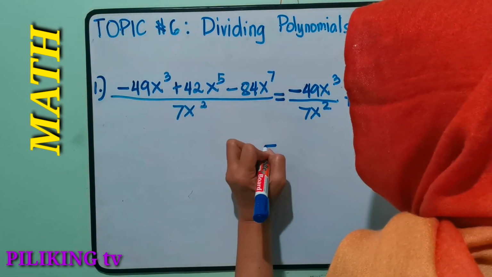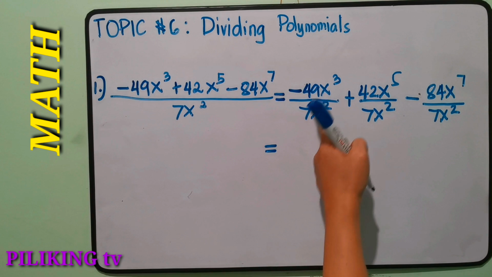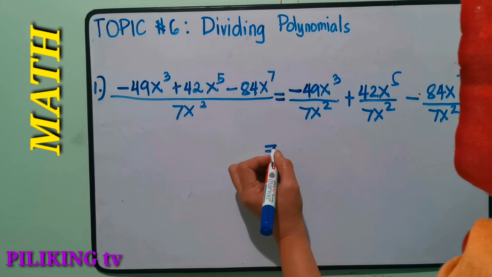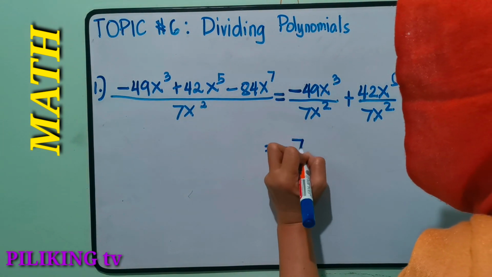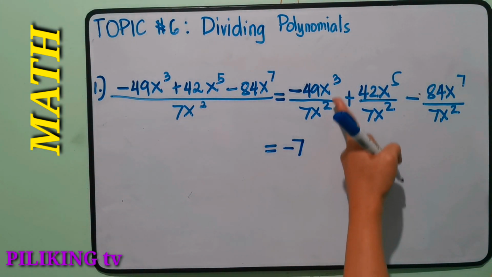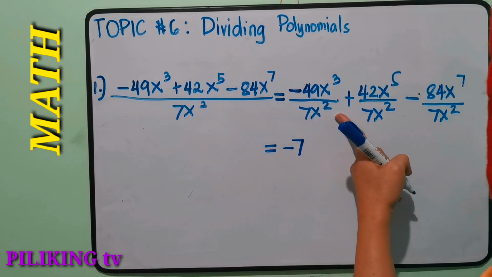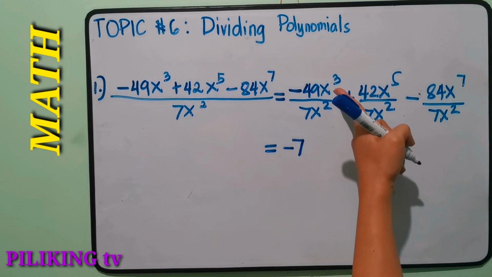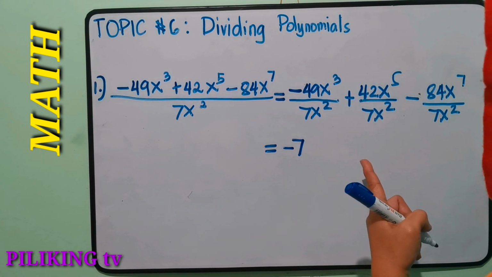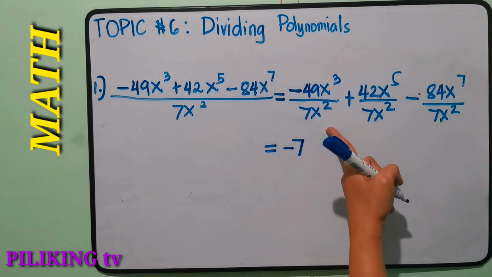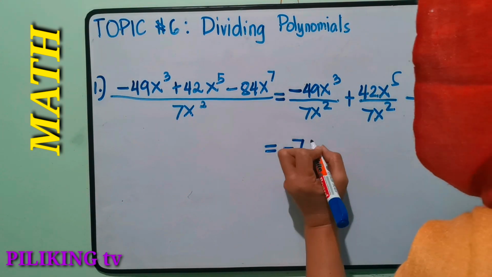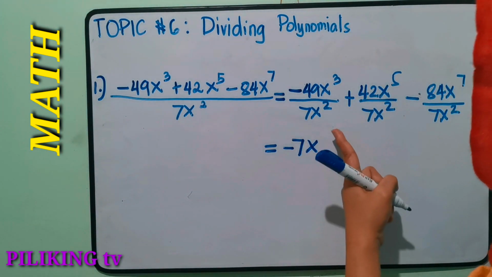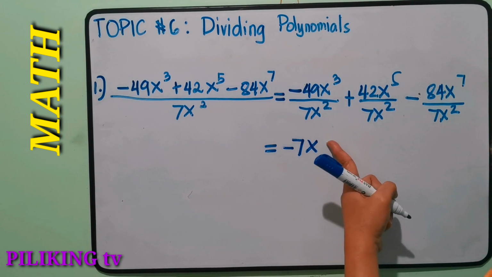Okay, so let's divide one by one. So what is negative 49 divided by 7? Since you are dividing numbers having different signs, the answer is negative. So negative 7. Now applying the law of exponent that we reviewed a while ago. So how do you perform the operation here? x cubed over x squared, since they have the same base, you subtract their exponents. So negative 7, you write x, then what is 3 minus 2? That is 1, so we do not write the 1 anymore, it is understood.